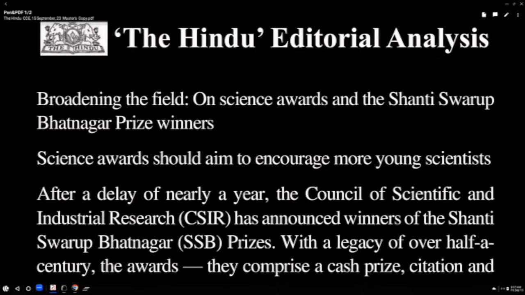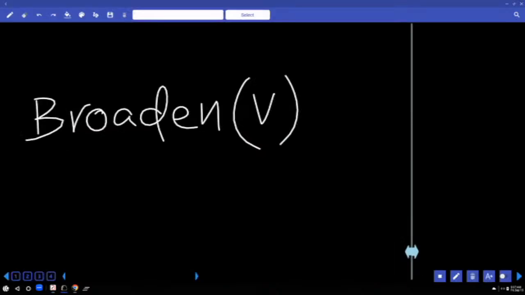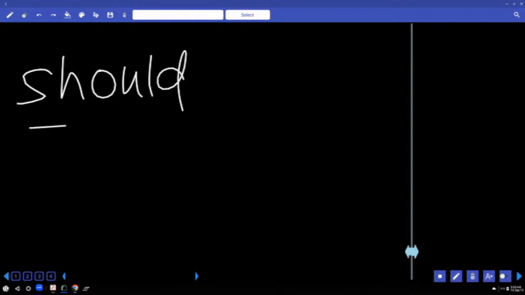Science award should aim, underline the word should. Because I see a lot of new students, I would like to touch the grammar part as well. Senior students, you could respond, what is this word should? Helping verb. It has two functions. What are the two functions?